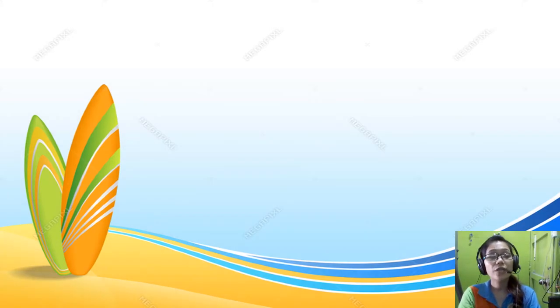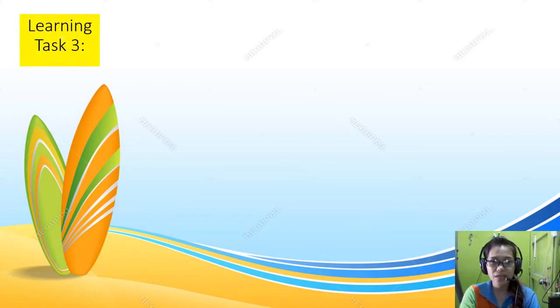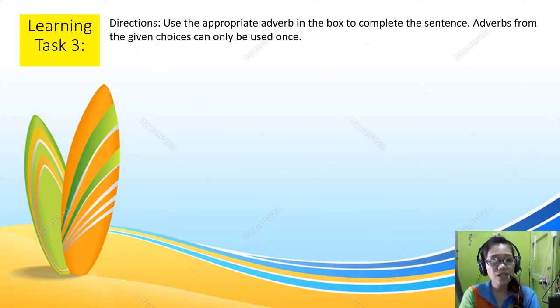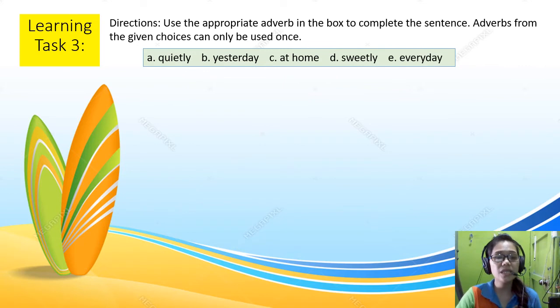Okay. For learning task number 3, directions. Use the appropriate adverb inside the box to complete the sentence. Adverbs from the given choices can only be used once. Okay, now these are the choices. The words are quietly, yesterday, at home, sweetly, and everyday.